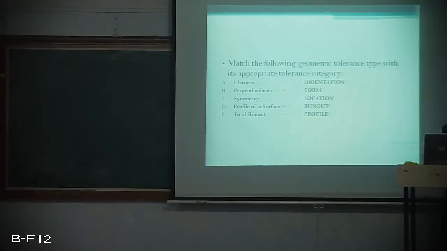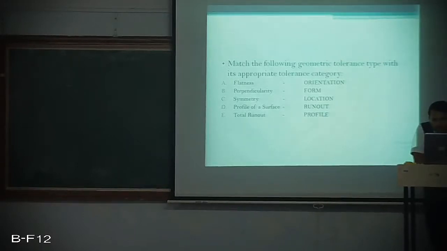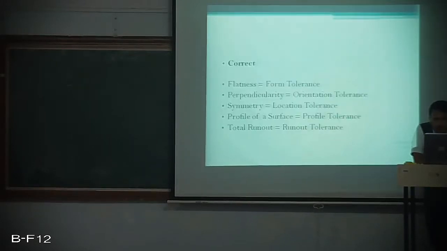Now can you just do this? Match the following geometric tolerance type with the appropriate tolerance category. Flatness, which type among the right side? Perpendicularity, symmetry, profile of a surface, total runout. It is like this. Flatness is the form tolerance. Perpendicularity is the orientation tolerance, that is the second type. Symmetry is the third type, that is the location tolerance. Profile of a surface is the profile tolerance. Total runout is the runout tolerance.